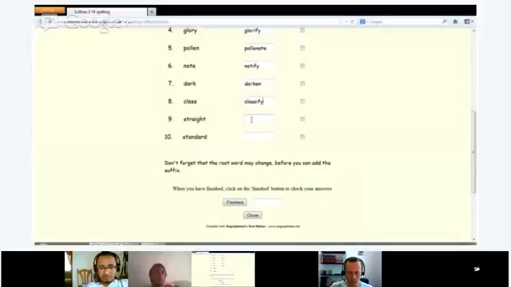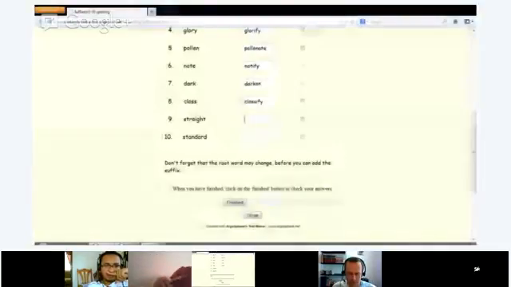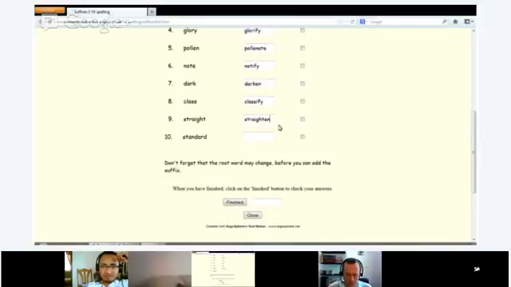Classify. Okay. So classification. Classificate, is it correct? Well, classificate is close. It would be a classification, but to classify, that would be the verb, to classify into different classifications. Okay. All right. How about number 9? And this is for Aaron. Number 9. Okay. Straight. I believe that is straighten. Okay. Straighten. Good. Straighten. Excellent. Okay. And how about our last one here?